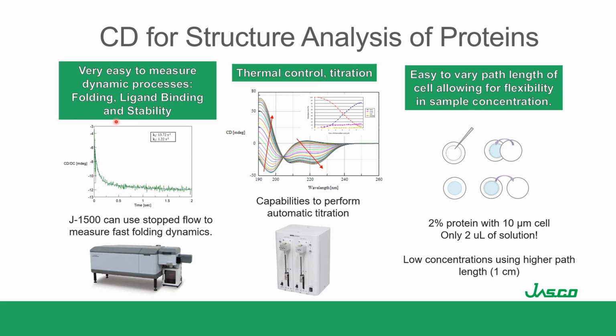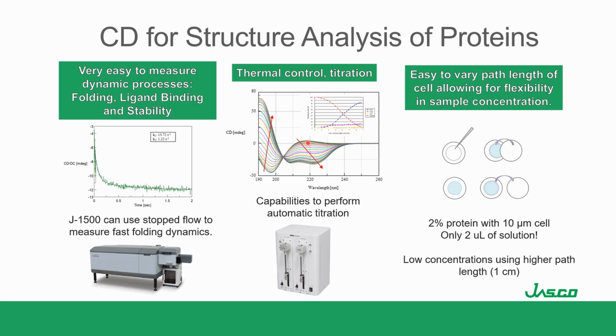So with CD, it's really easy to measure dynamic processes, things like folding, ligand binding, stability with temperature change. Here, this is a folding experiment using stopped flow. So we can measure very fast processes with CD. Here in this example, we have a two-step folding that's taking place, and we can very easily see that with circular dichroism. Additionally, we can also do temperature control or titration experiments. So here we have an initially random coiled protein, but as we add high amounts of acid, we actually start to force this into an alpha helical conformation, and these spectra are really nicely resolved and easy to show that transition taking place.